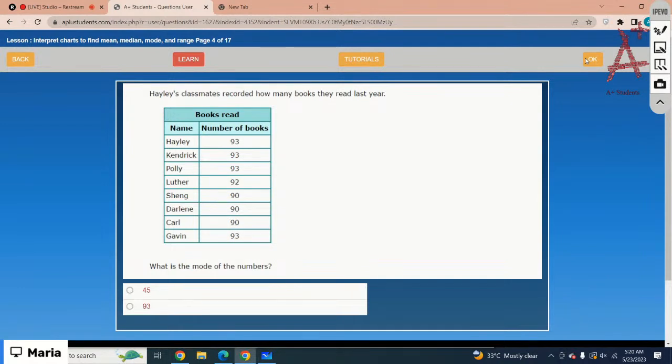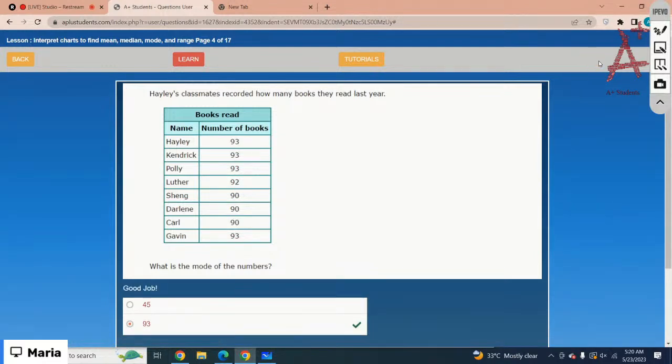Halle's classmates recorded how many books they read last year. What is the mode of the numbers? Mode is the number that appears the most in the data. So which appears most of the time? That would be 93. I think the correct option is 93, because 93 appears 4 times in the data. So 93 is the mode.